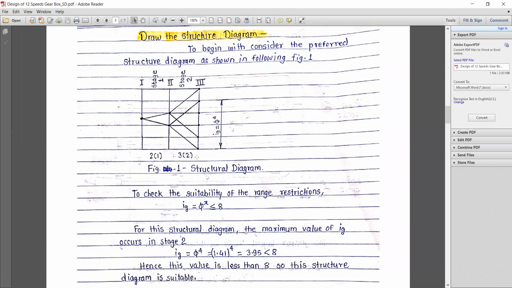So here to check the stability of the range restriction, that is Ig is equal to phi raised to x, which is lesser than 8. It is a necessity of the range restrictions. So here we need to consider Ig, that is the spacing between two outputs. Spacing between two outputs we have to decide. Okay, how we can decide? Let's see.